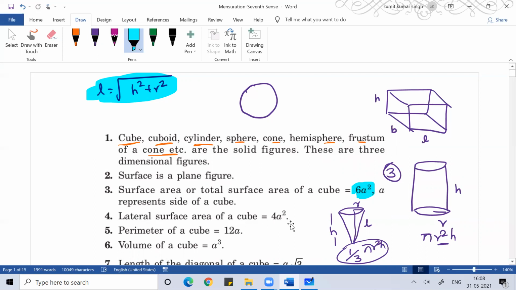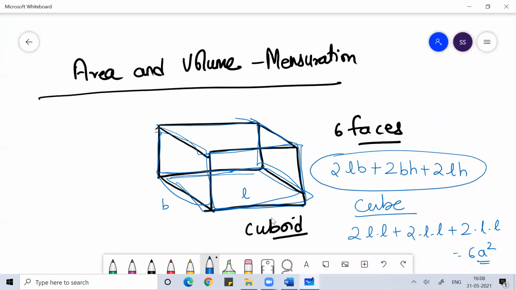So there we can use something called the area of four walls of the room. So there's a concept called area of four walls of the room. In case of cuboid, the same thing: lateral surface area of a room is equal to area of four walls. So area of four walls of the room is equal to the lateral surface area.